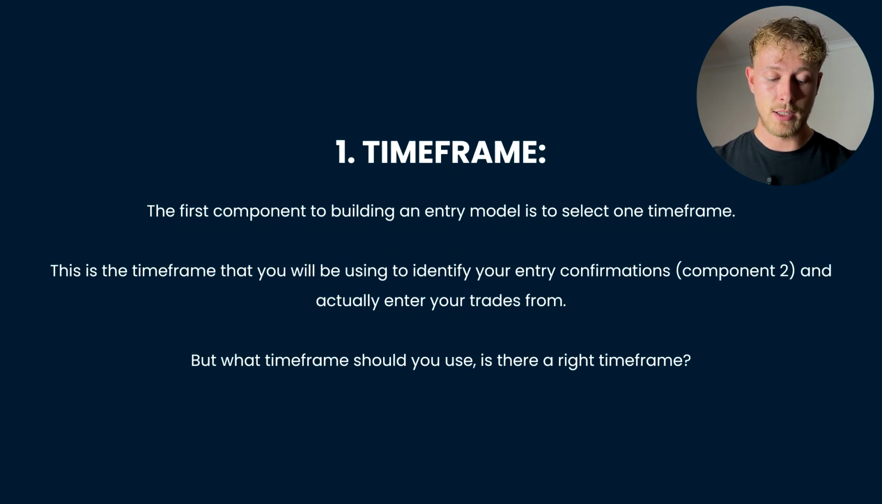Time frame. So the first component to building an entry model is to choose and select one time frame. This is a time frame that you'll be using to identify your entry confirmations, which we'll be going through in component 2, and actually enter your trades from. So this is your entry time frame that you'll use to validate an entry and also enter your trades from. So what time frames should you use though? Is there a right time frame for you to be using?